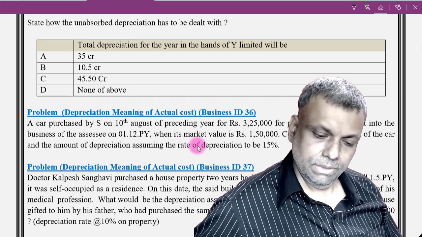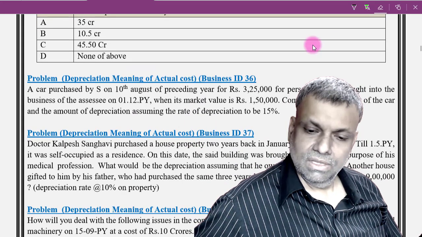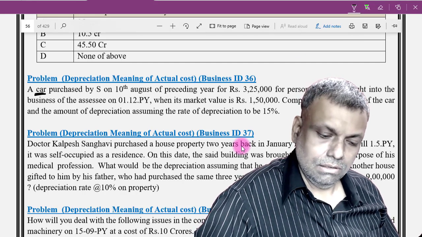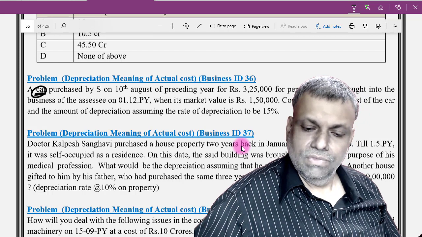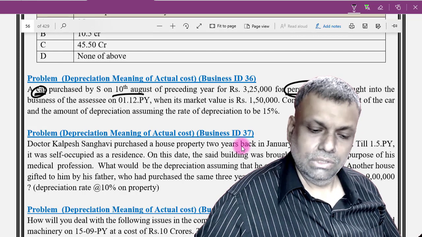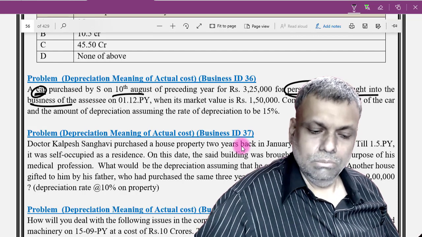Now come to this particular question number 36. In this question, he has purchased one car. He purchased it on 10th August of the preceding year for personal use. And now it is brought into business use.